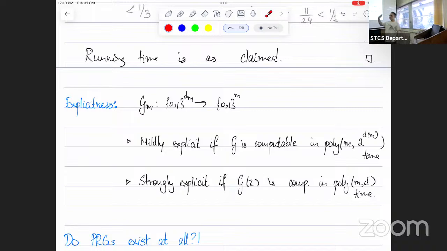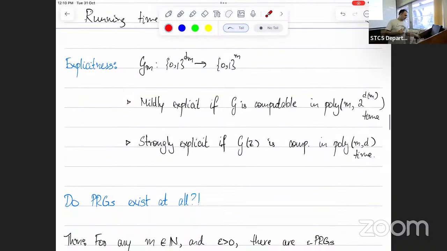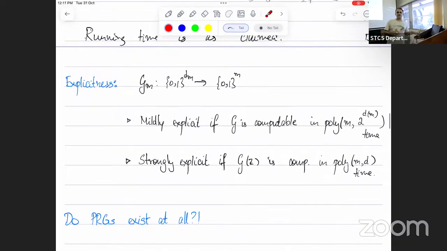Okay, so that was what PRGs were and why PRGs were useful. But as always, we should be asking, we would like this amazing object and we would like to construct it. So the first thing we ask is, do these objects exist at all? Is it even reasonable to hope for PRGs with this much seed length?